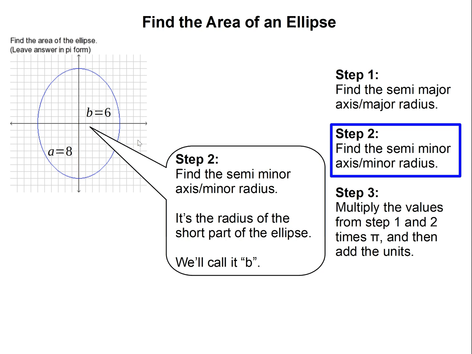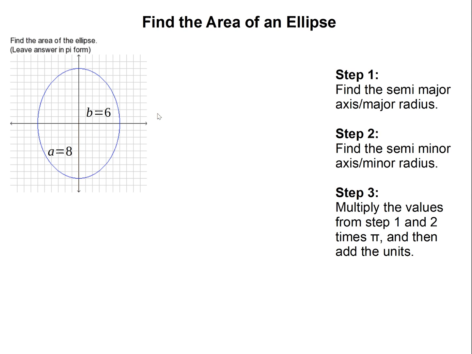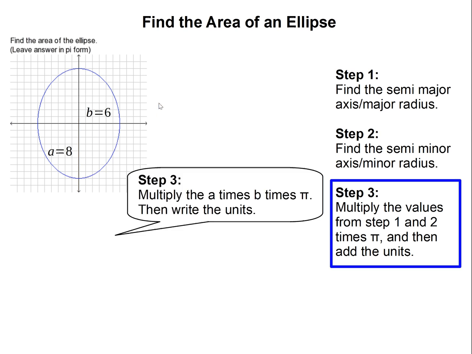So we found our semi-major axis and semi-minor axis. And the last step is super duper simple. All we have to do is multiply A times B times pi. And then we just write the units. So in that case, that's 6 times 8, which is 48, times pi. And in this case, they didn't tell us the units, so I just wrote units squared.